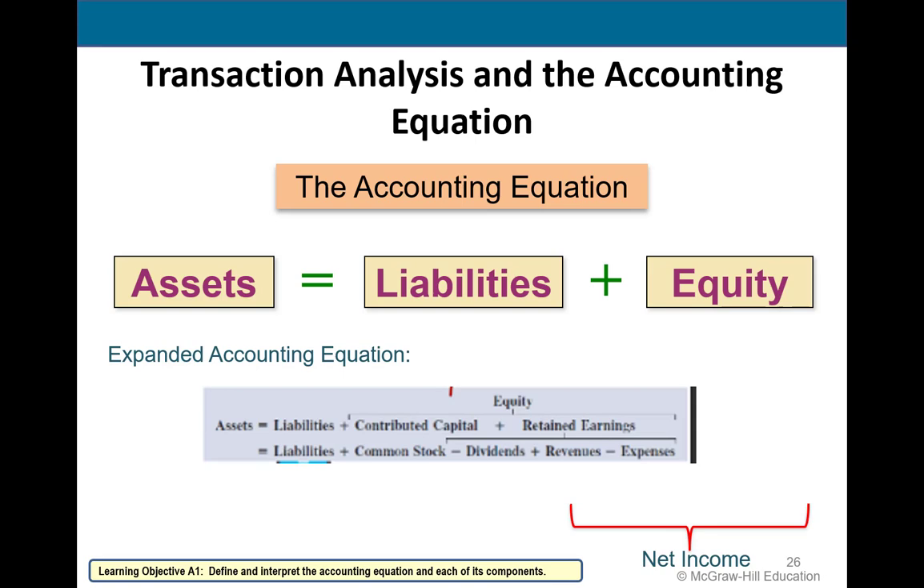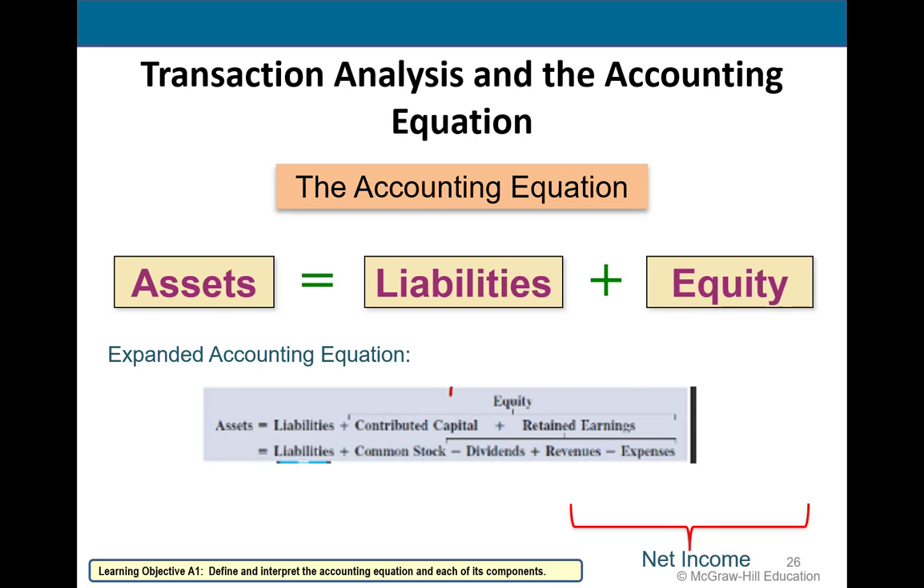Lastly, we have our equity. It's the owner's claim on assets, and it is equal to assets minus liabilities. This is the reason equity is also called net assets or residual equity. Equity is increased by the owner's investment, called stock issuance, and from revenues. It is decreased by dividends and expenses.